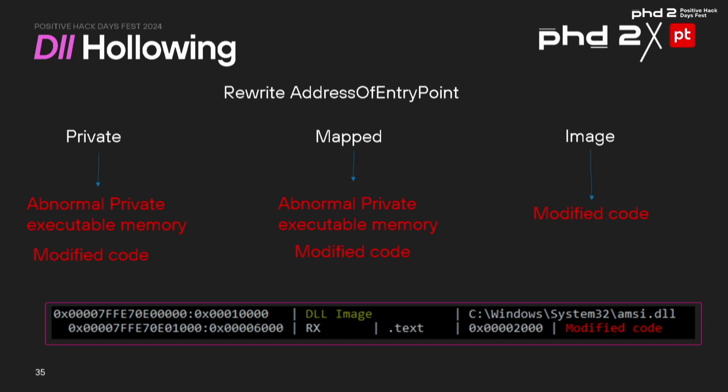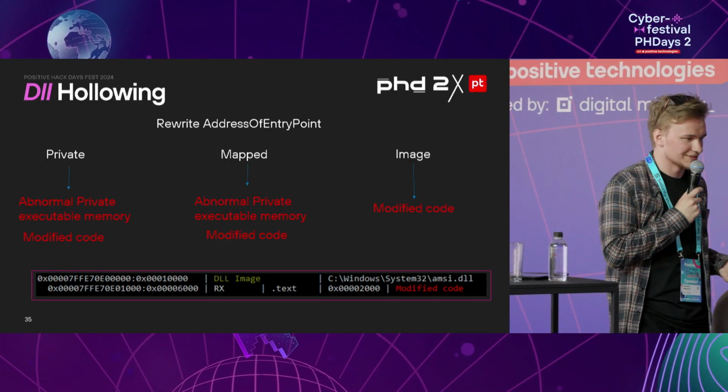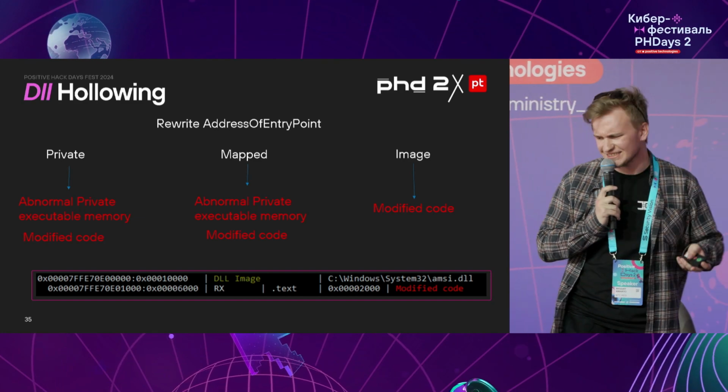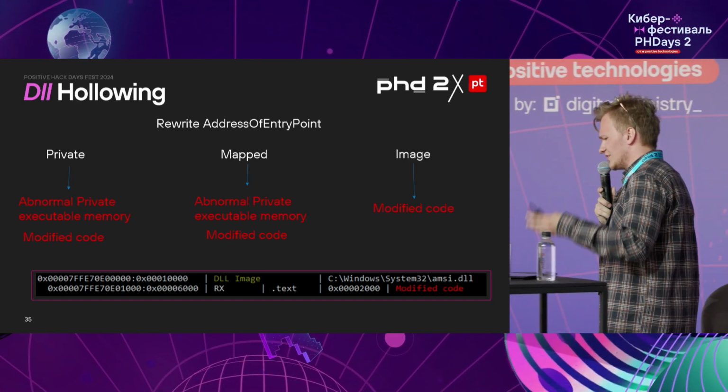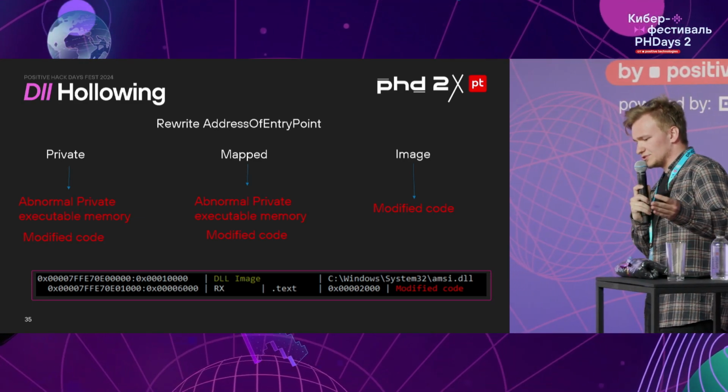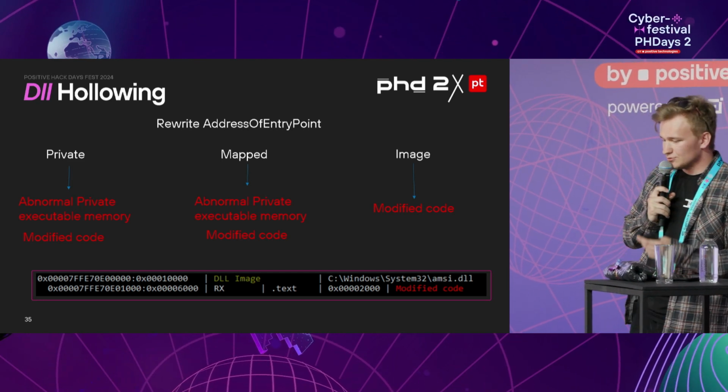There are many implementations of this attack, and I think that the guys got confused. At least they got me confused. So there are some simple ways. You just change the address of the entry point. And you can get to private, to mapped, and to image. And here are the detects.